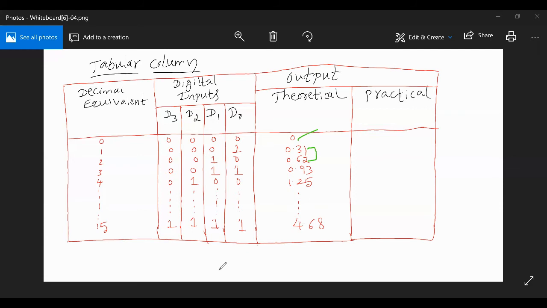Next, if you see the waveform, once you note down the practical values, all the practical values you have to plot on the normal graph sheet. So the x-axis will be digital inputs, the y-axis will be analog output, and based on the inputs, the corresponding output you just plot on the graph sheet and join all the points. So you'll get the waveform like this.